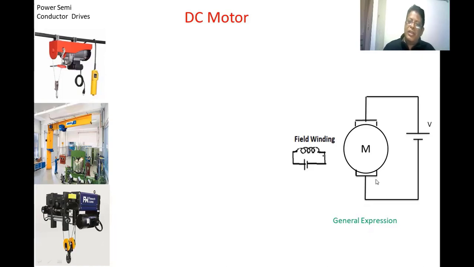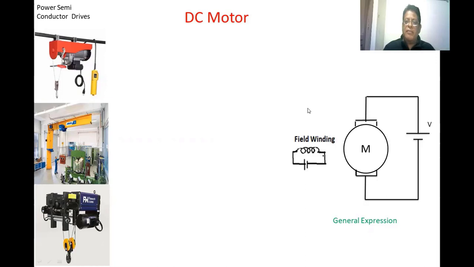Now we are assuming that the armature is rotating. When the armature is rotating in the field, there is a dynamically induced EMF in the armature. That voltage is nothing but the back EMF, which is opposite to the applied voltage. So why are we calling this voltage a back EMF? Because it is opposing the applied voltage. That's why we call it a back EMF.